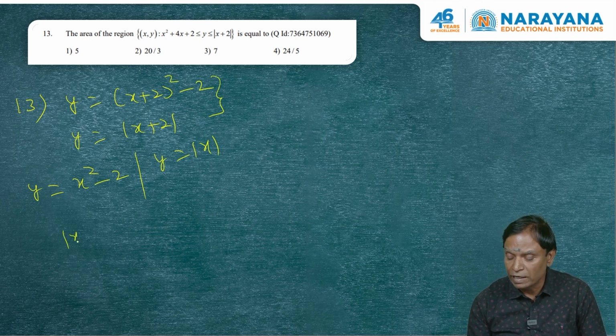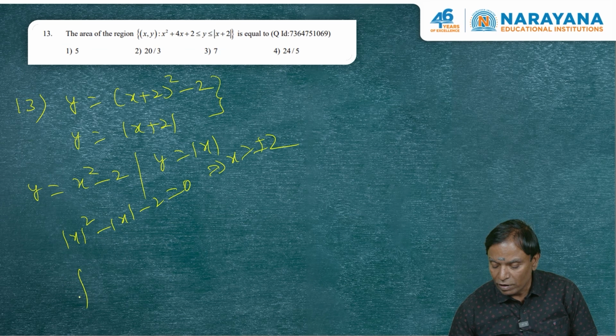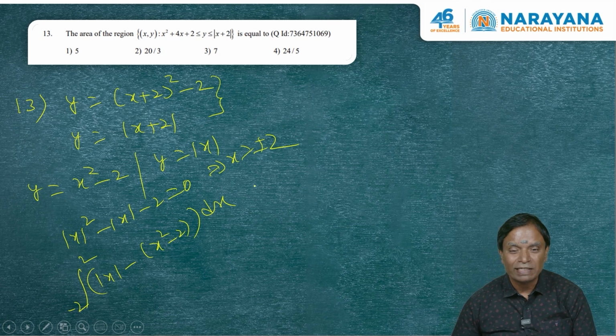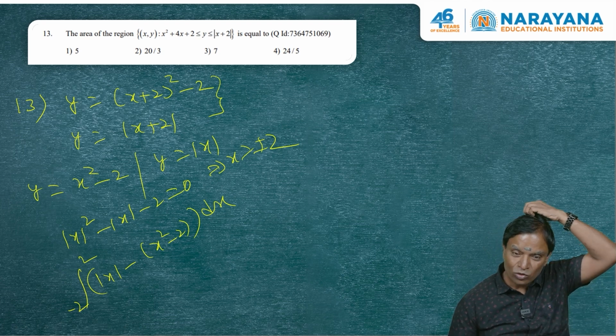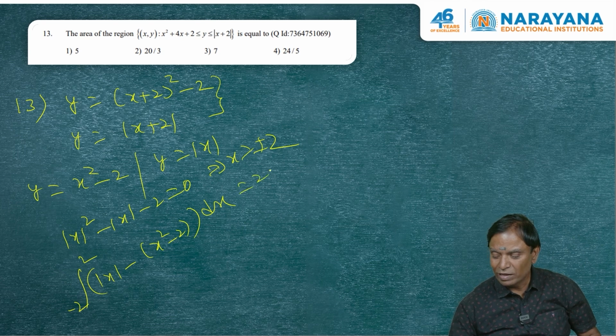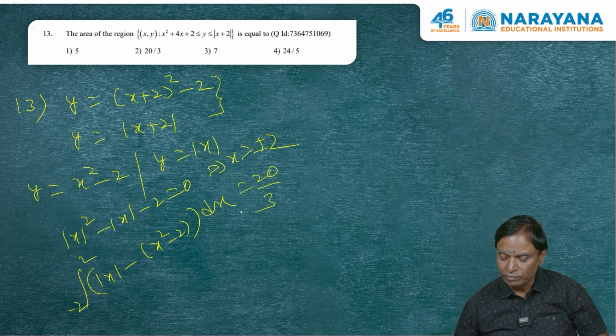Means I can say (mod x) whole square minus mod x minus 2 is equal to 0, which gives you x is equal to plus or minus 2. So your required area will be nothing but the integral from minus 2 to 2 of mod x minus (x square minus 2) dx. Now you can simplify it. Since it is an even function, you can write the integral from 0 to 2 of x minus (x square minus 2) dx. This you can evaluate easily, which gives you 20 by 3.